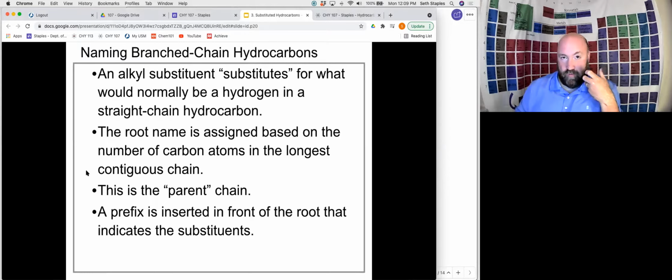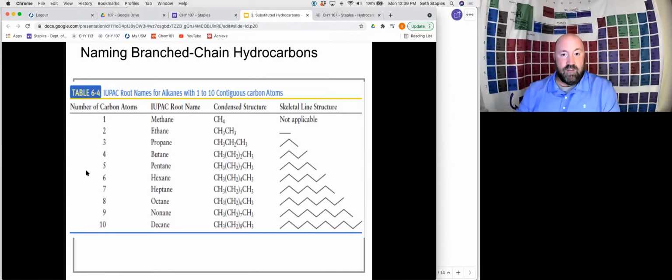And so your root and your ending are going to be the same as the root and ending that we've talked about so far, either ane, ene, or yne, depending on if it's an alkane, alkene, or an alkyne. But now we're going to start to look at the prefix, and the prefix will be something that we insert in the front before the root to indicate the substituents, the things that are hanging off the main chain and where they are. Again, just a reminder of our straight chains and our names for those.